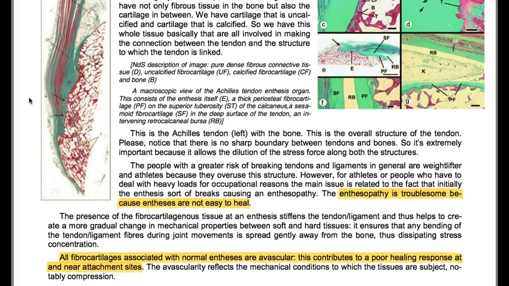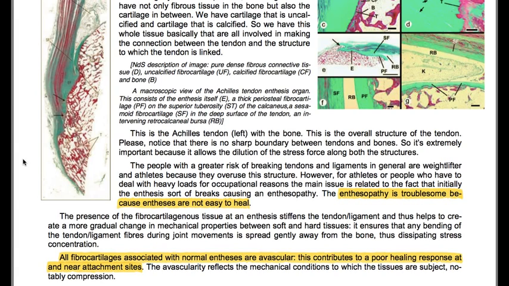This is the Achilles tendon left on the bone. This is the overall structure of the tendon. Please notice that there is no sharp boundary between tendons and bones. This is extremely important because it allows the dilution of the stress force along both structures.